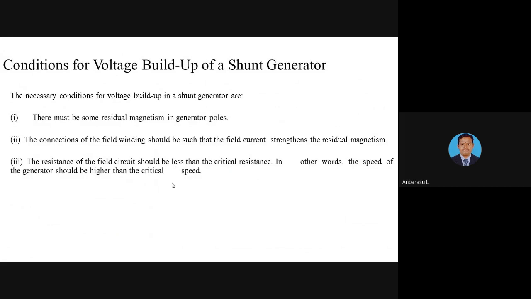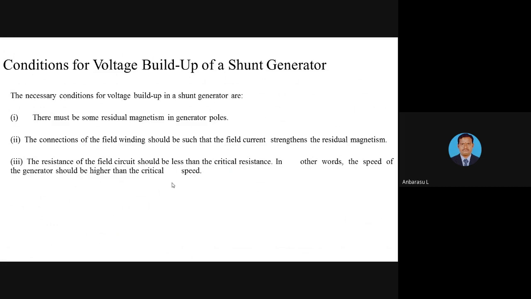Next, conditions for voltage buildup of a shunt generator. In the case of the self-excited shunt generator, what conditions must be fulfilled for buildup of voltage? There are three points. First, there must be residual magnetism present in the generator poles. It is very important that at least 10% residual magnetism is present in the generator poles.